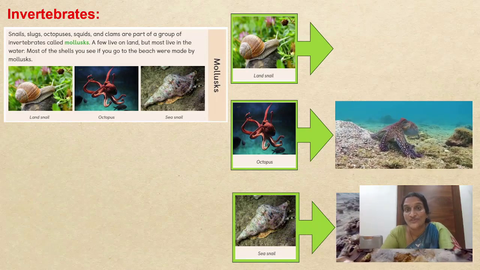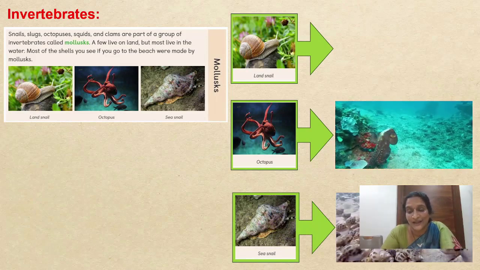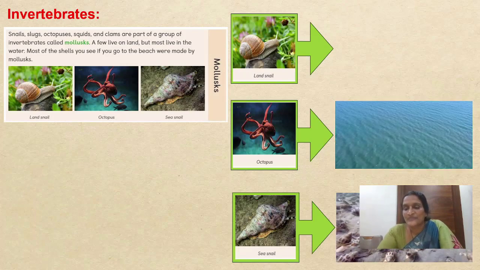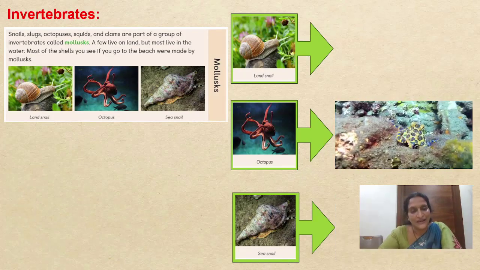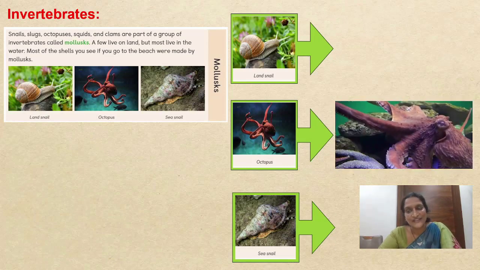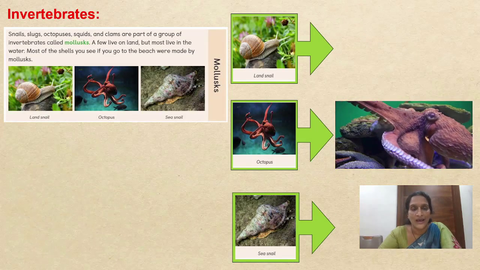If you go to the seashore, those are nothing but sea snails. Land snail, octopus, sea snail all belong to mollusks.